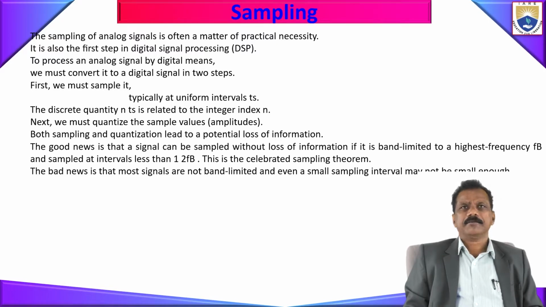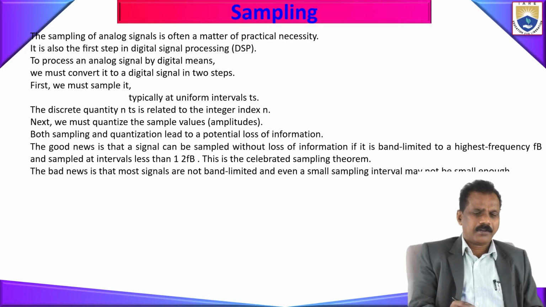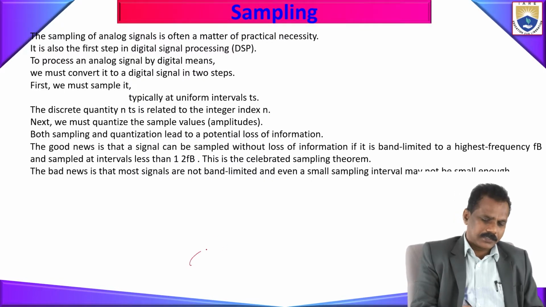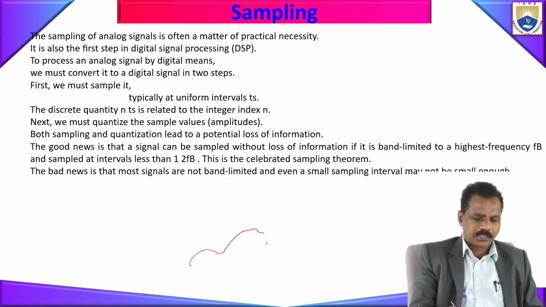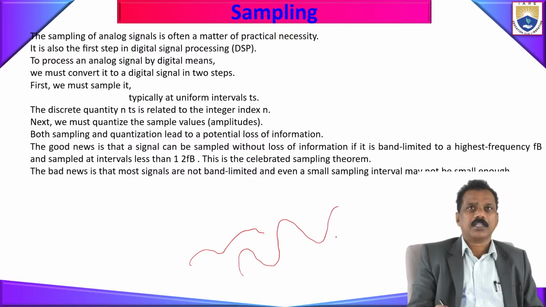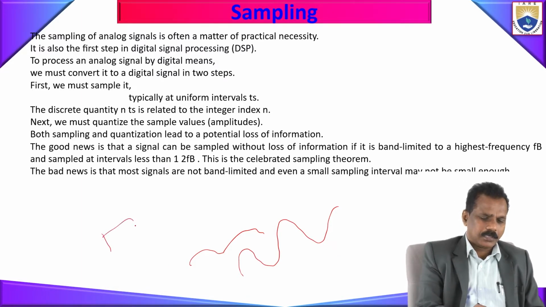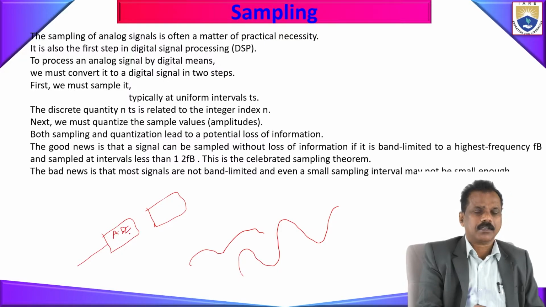We require the sampling of the analog signal. Sampling the analog signal is often a matter of practical necessity. It is also the first step in digital signal processing. Here with reference to this, the input analog signal is given to the analog to digital converter.